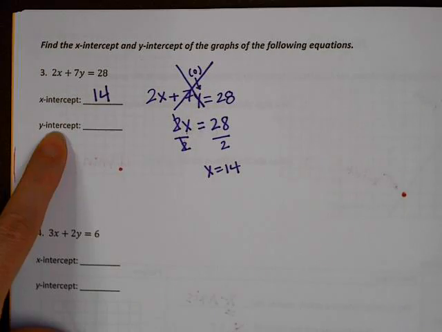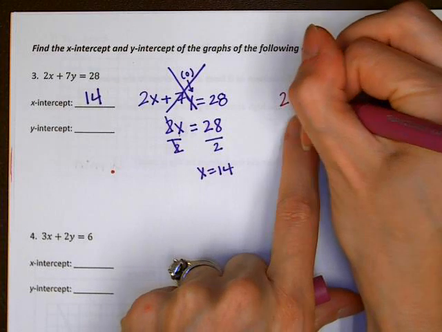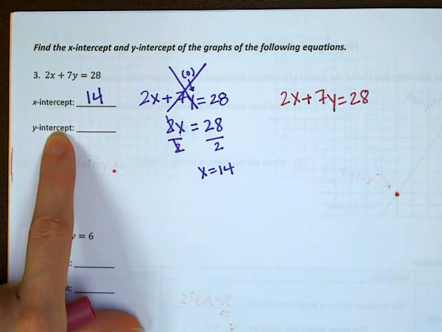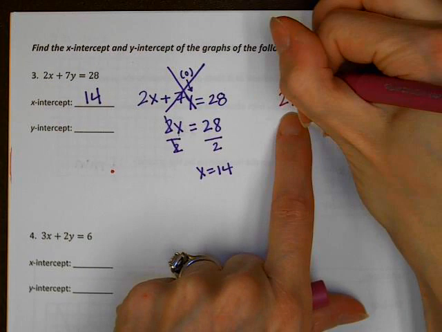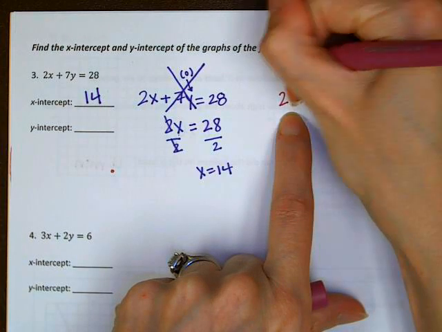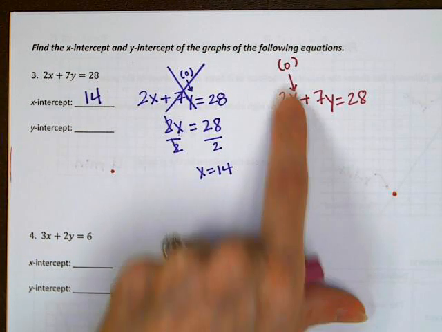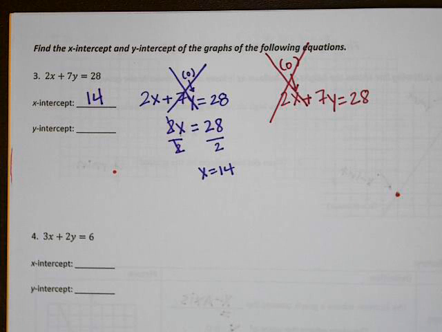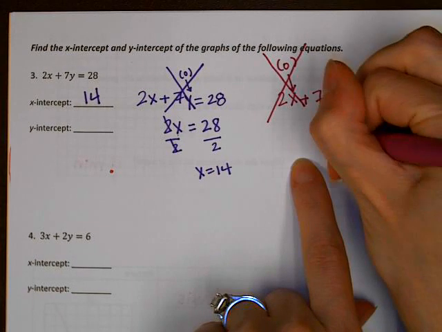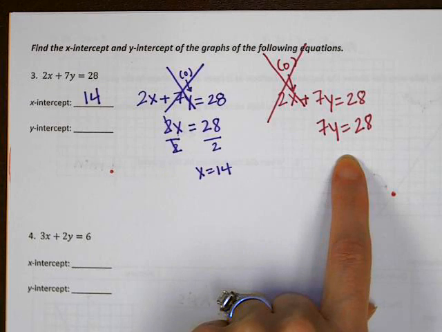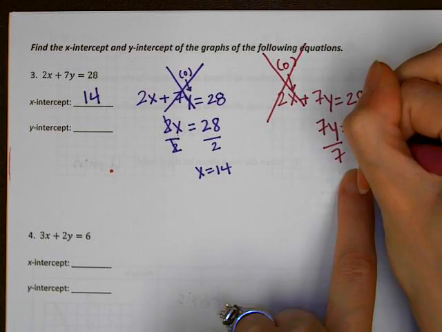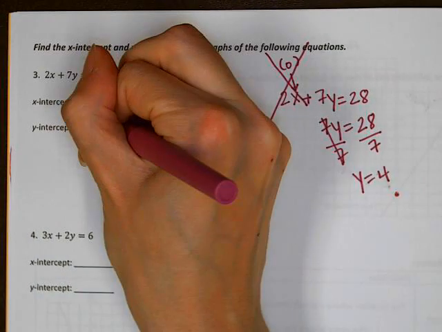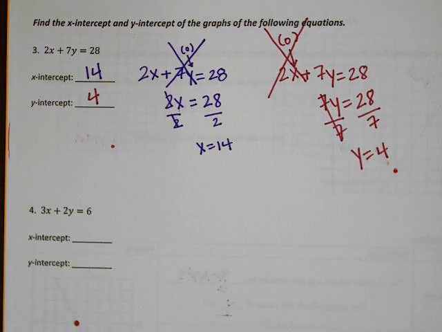All right, let's try the same thing for the y-intercept. I'm just going to rewrite the problem first. 2x plus 7y equals 28. Okay, now for a y-intercept, x is 0. So we're going to plug in 0 for x. But what's 2 times 0? Isn't that 0? So just cross it off. And then solve what's left. If 7 times y equals 28, let's solve for y. So divide by 7, y equals 4. So the y-intercept is just 4. Okay, so actually pretty easy, right?